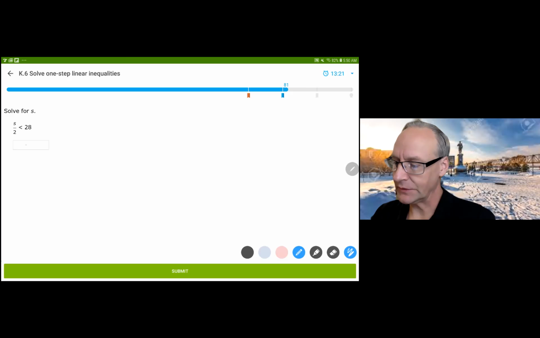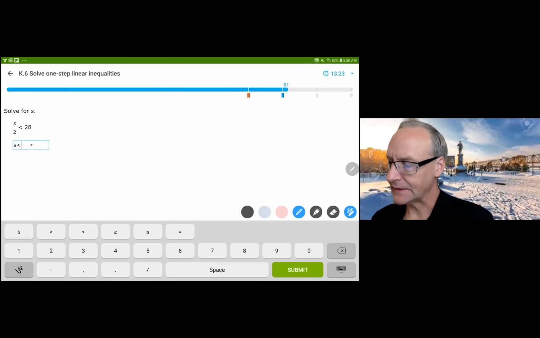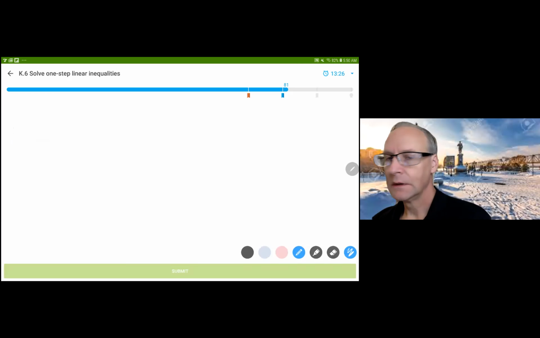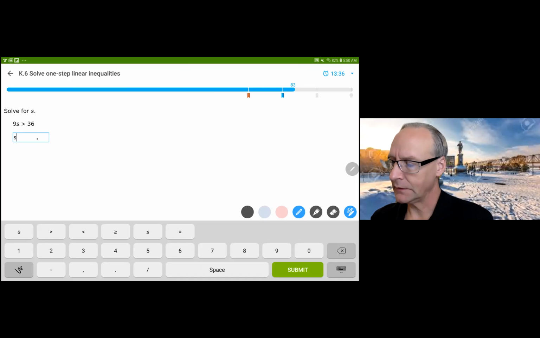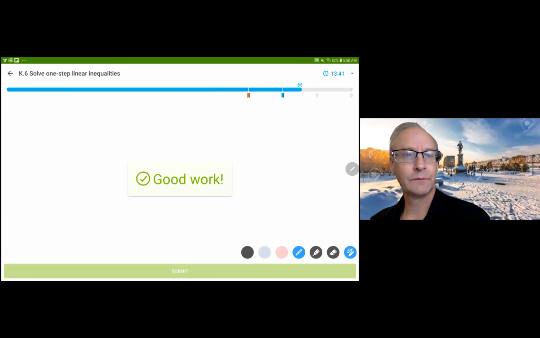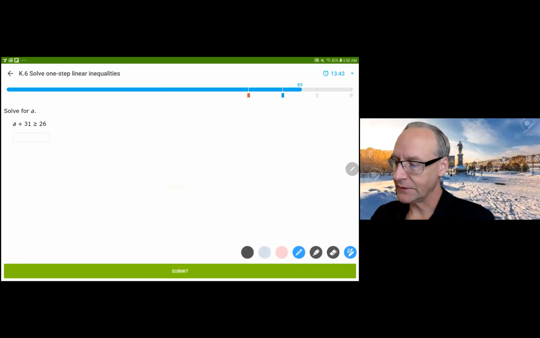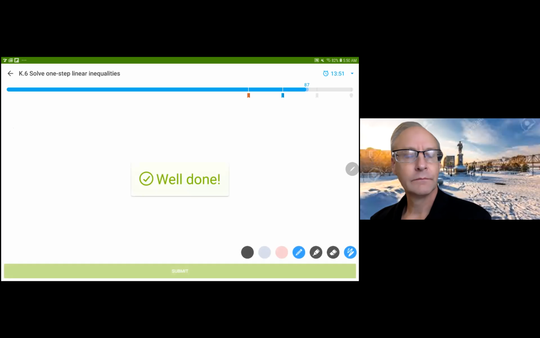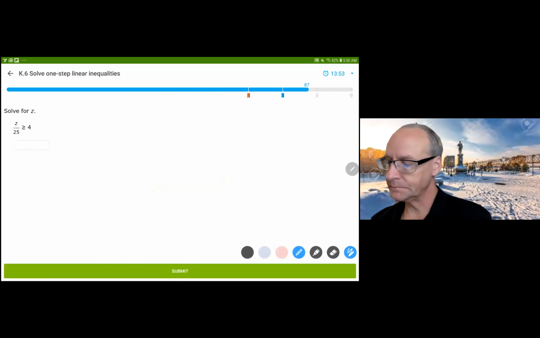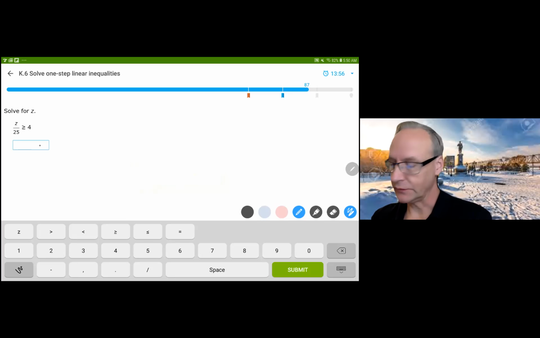I'm going to multiply by 2 on both sides and get S is less than 56. It's a good idea to do your arithmetic because occasionally you're going to make mistakes. And there's nothing wrong with that. It's part of doing your work and practicing your arithmetic as you go. I'm going to subtract 31 or add a -31. I'm going to get A is greater than or equal to -5. I'm going to get Z is greater than or equal to 100.